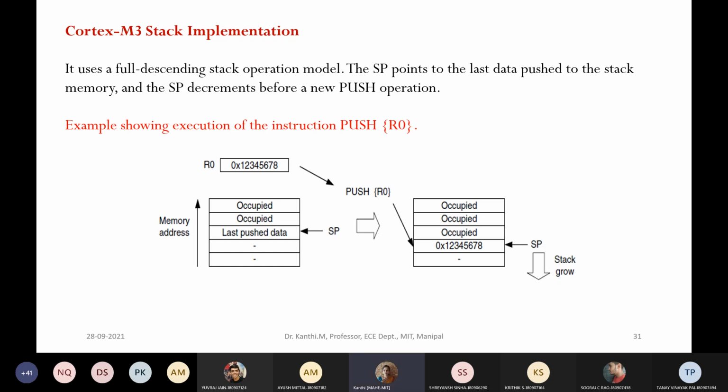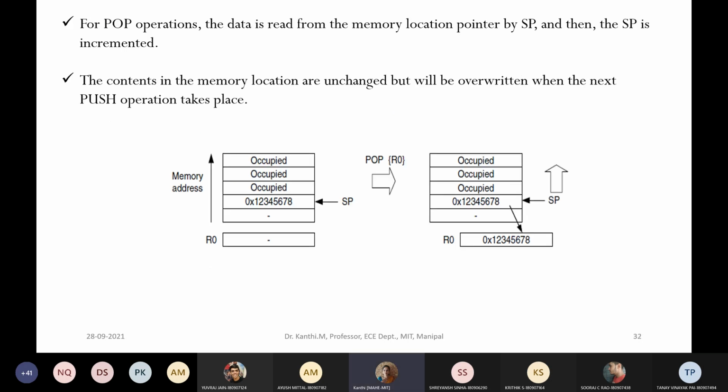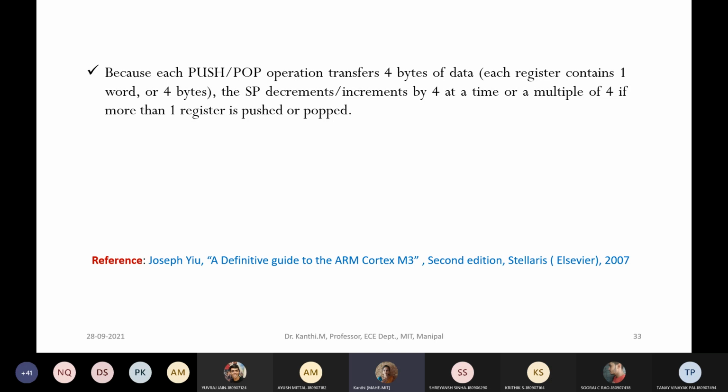Because your address is from, it is up to the different processor whether it is increment or decrement. I think I have shown that whenever you use the push operation, you decrement by 4 and then copy. When you pop it, copy first, then you increment. Okay.